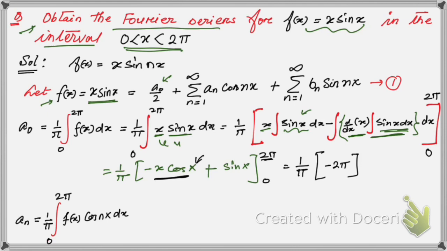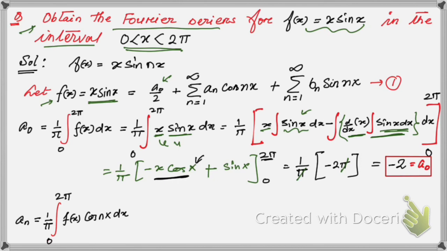So here this pi cancels, so the result is minus 2. So what we have got? We have got minus 2 only. So this is the value of a naught. So we have got a naught is equal to minus 2, right? This is nothing but a naught, right? So this is our a naught. So hope you have understood this. A naught is equal to minus 2.